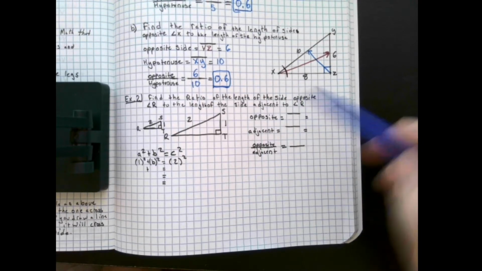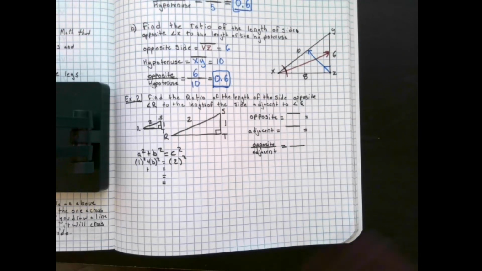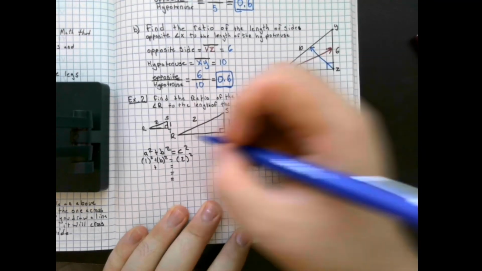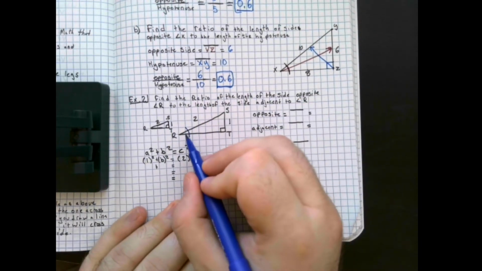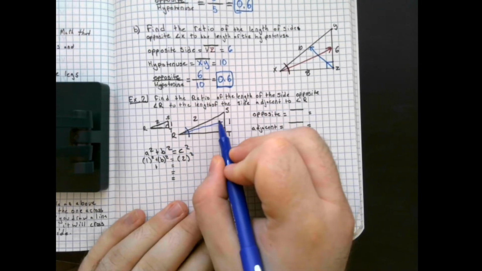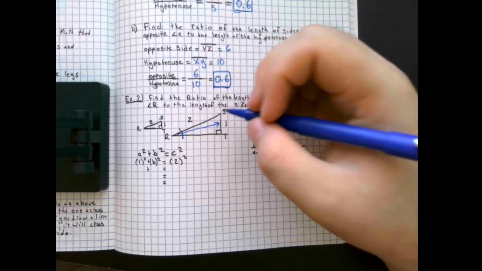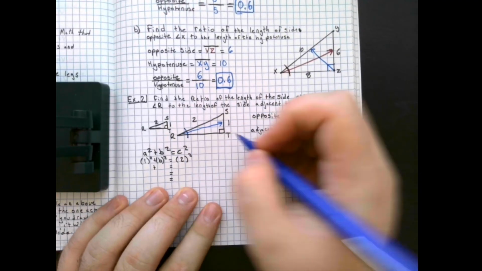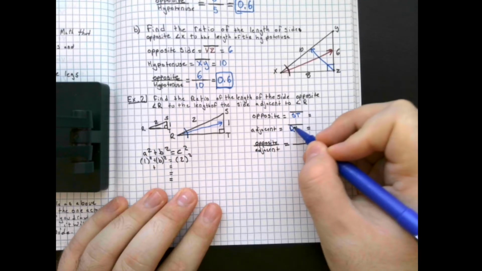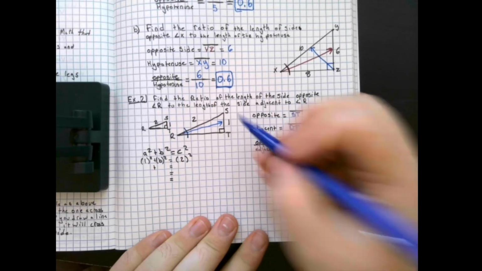Example 2 says we're going to find the ratio of the side opposite angle R to the length of the side adjacent to angle R. Now, if we look at angle R, right here, the side opposite it is side ST. The adjacent side is the side on the bottom, RT. Now, ST we know is 1, but we don't know RT because the problem doesn't give it to us.